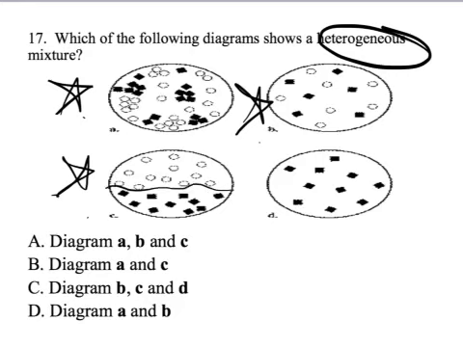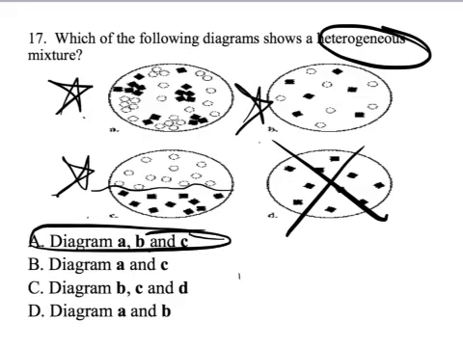Diagram D, they're all the same throughout. So, A, B, and C. Oh, that looks like the correct answer, doesn't it? Because those are all the ones we said were hetero, different types of mixtures. They weren't the same throughout.